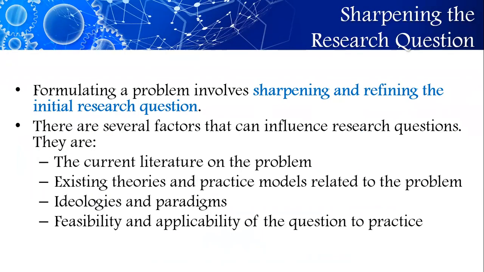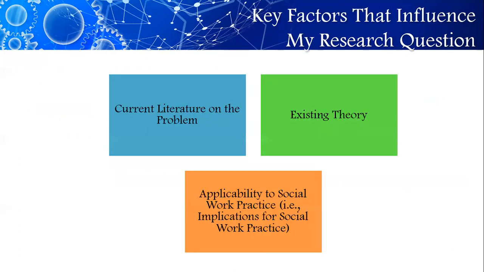So as I mentioned, formulating a problem, part of doing this is sharpening and refining that initial research question. So we're becoming that much more specific about the question that we're asking. And as I just mentioned, there are several factors that can influence the sharpening process. And so here are some of the key factors that influenced how I went about sharpening my research question. It was the current literature on the problem, the existing theory, as well as the applicability of my research question to social work practice.